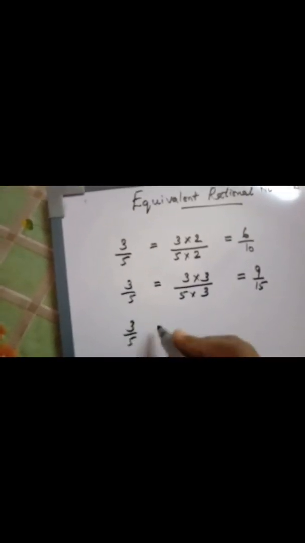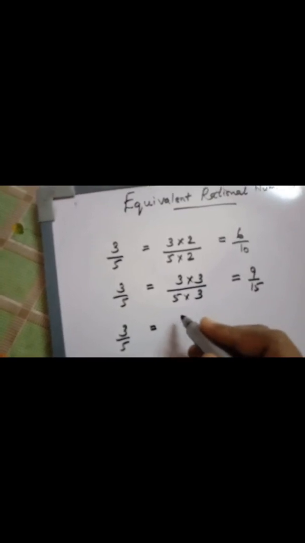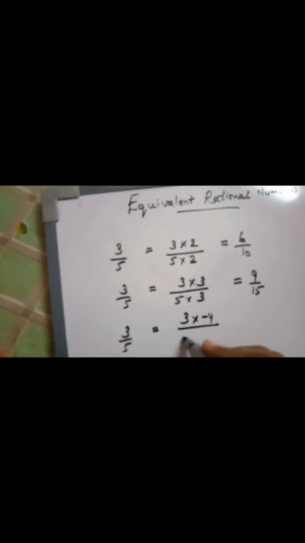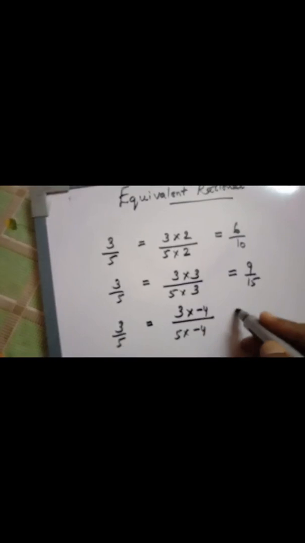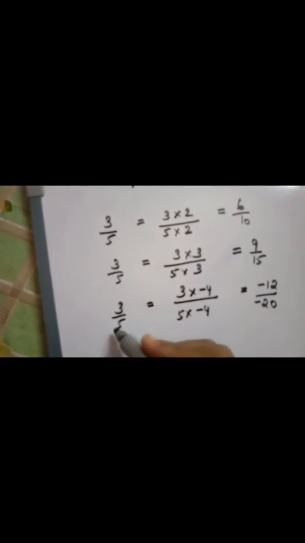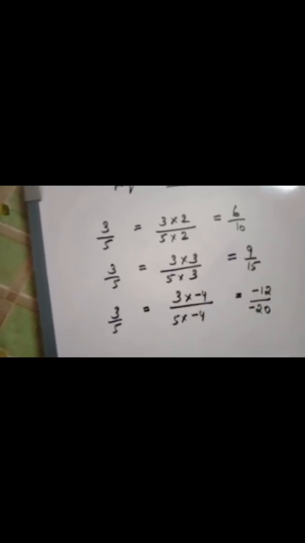Now 3 upon 5, I am going to multiply by a negative integer, say minus 4. So 3 multiplied by minus 4 upon 5 multiplied by minus 4. Answer will be minus 12 upon minus 20. And we know that we can write minus 12 upon minus 20 as 12 upon 20 by cancelling the negative signs. So here minus 12 upon minus 20 is again an equivalent rational number of 3 upon 5. So same way we can multiply both the numerator and denominator by same integer to get many equivalent rational numbers.